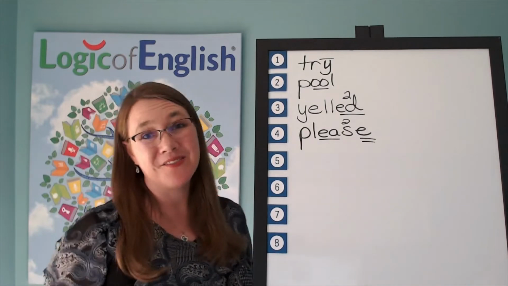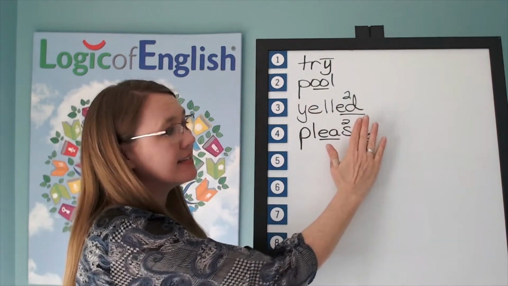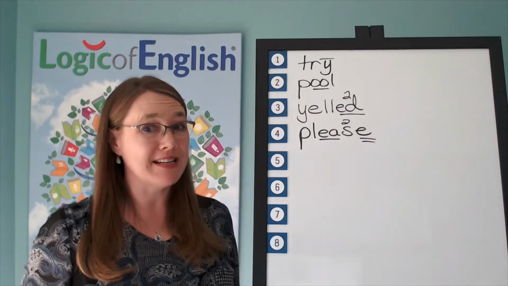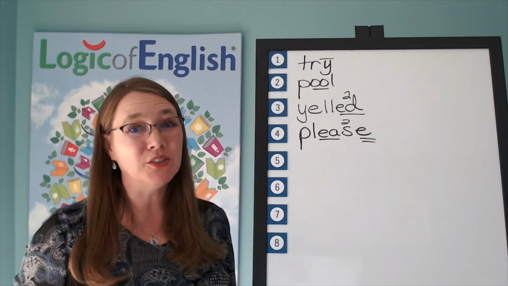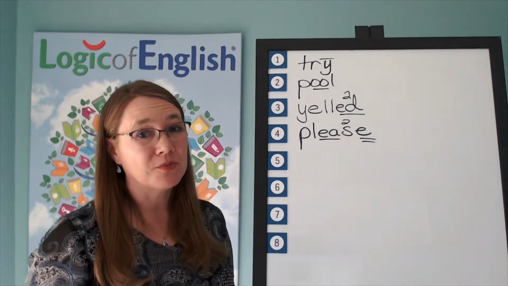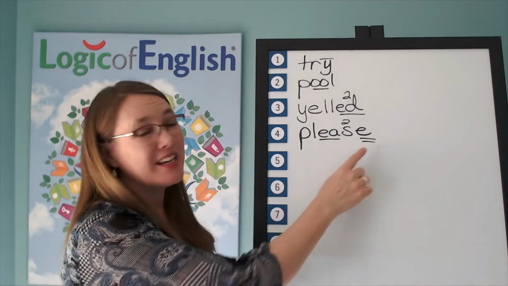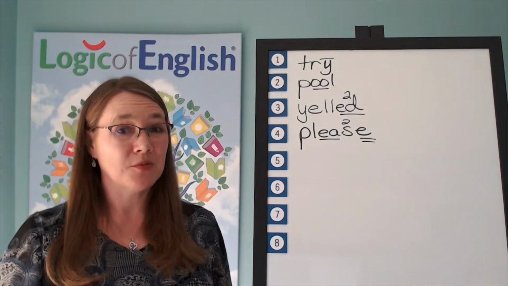Why do we have a silent final E in please? That's right, it ends in an S. And so sometimes when words end in an S, we add a silent final E to keep it from looking like a plural word. So S is a marker, a grammatical marker in English, and we sometimes add the E for that reason. The next word is bully.